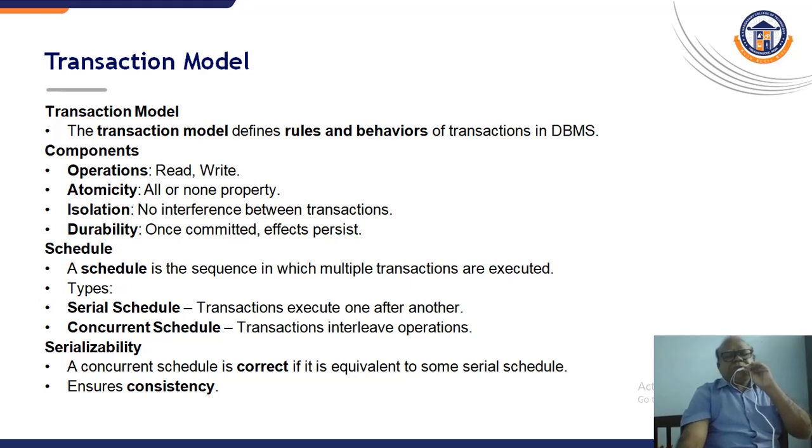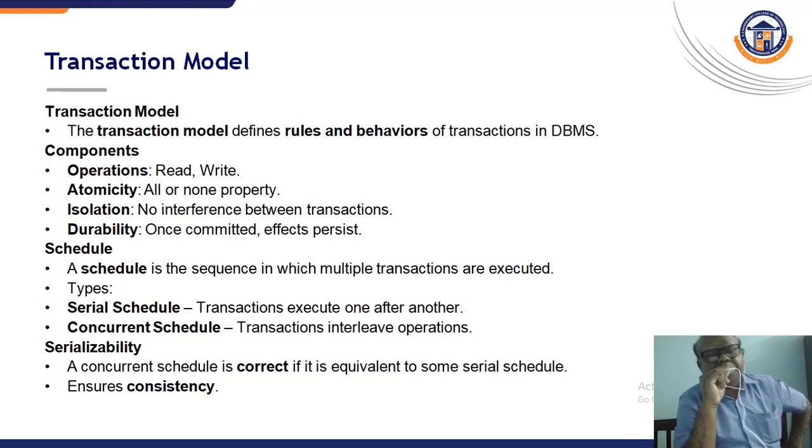The transaction model defines the rules and behaviors of a transaction in DBMS. Components: operations, read and write. Atomicity, the all-or-none property, whether the transaction should happen or it should not happen. That is important. That is called atomicity. Isolation: no interference between the transactions. Durability: once committed, effects persist.